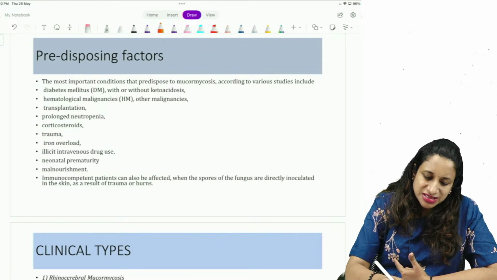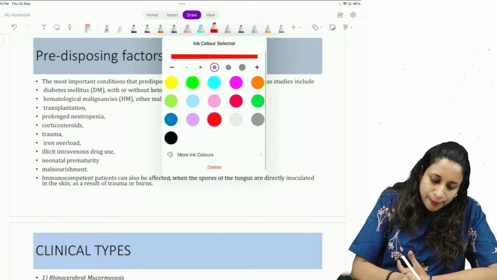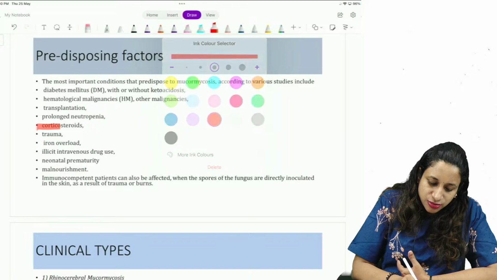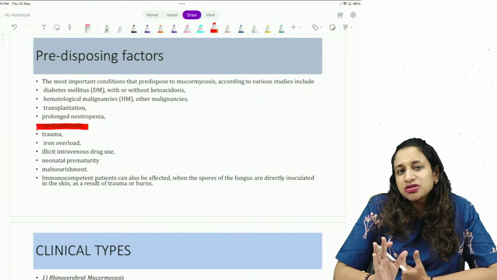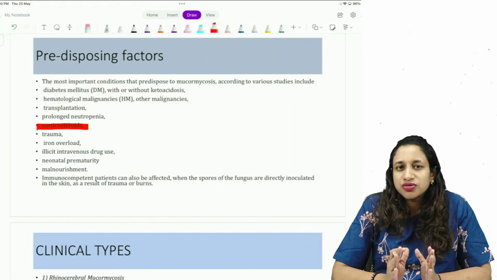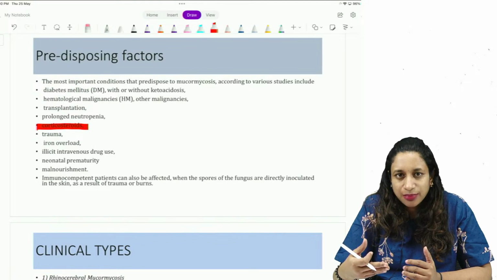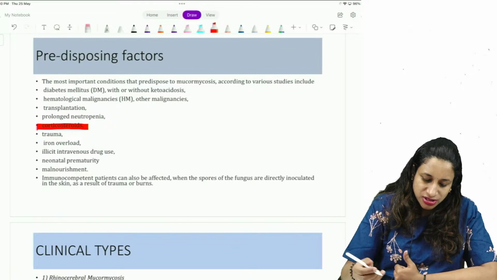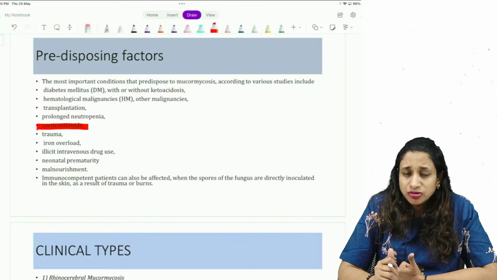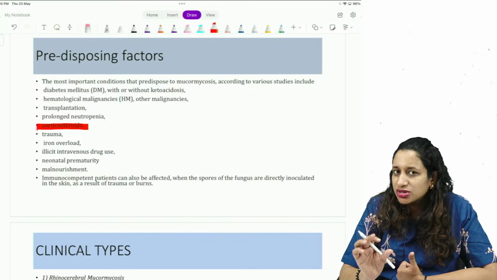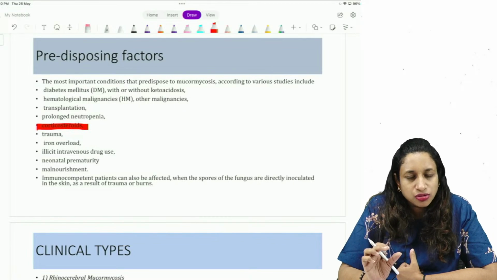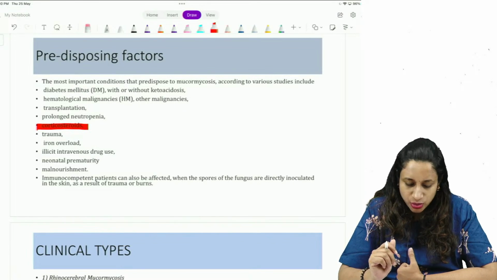Corticosteroid use is something you need to keep in mind because this was attributed to COVID. They had said that there was a lot of use of corticosteroids, and that is one of the reasons why they found an increased number of cases of mucormycosis. Next is trauma. Trauma can also introduce the spores. This is an important factor to remember, especially in immunocompetent ones.